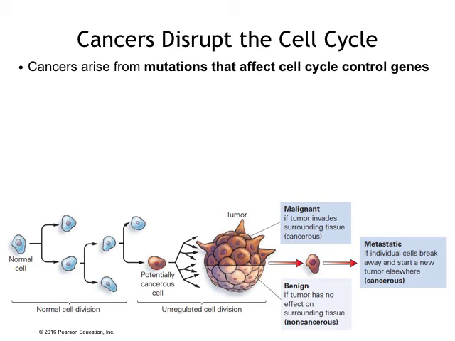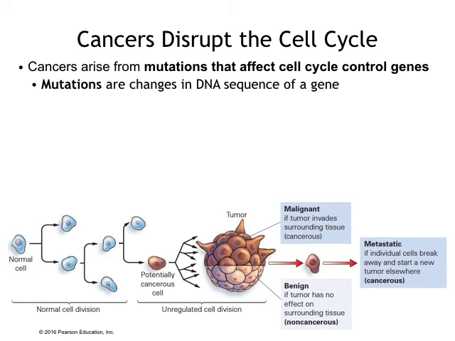Okay, so let's talk about cancer. What the heck is cancer? It has to do with the cell cycle. Typically, cancers arise from mutations that affect cell cycle control genes. So these stop and go signals that control the cell cycle, when they're affected by mutations, the cell begins to divide precociously, or begins to divide in an uncontrolled manner, which can result in a tumor.